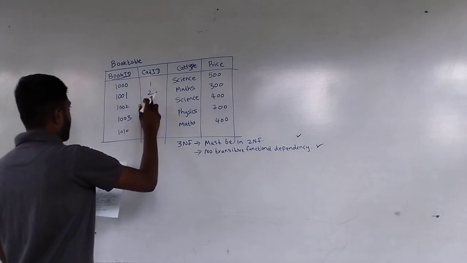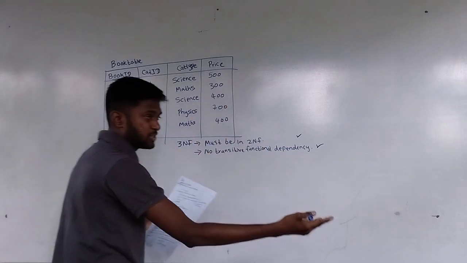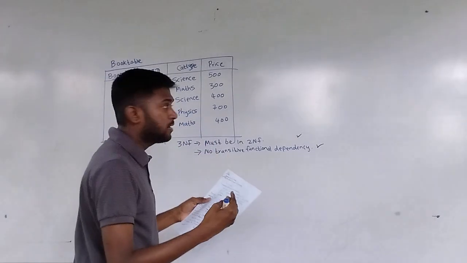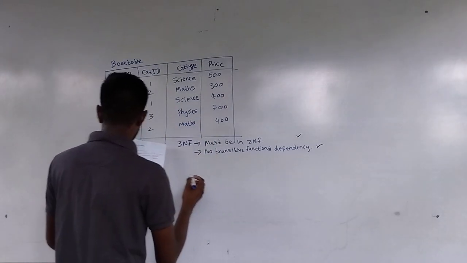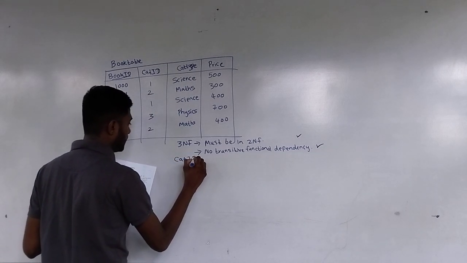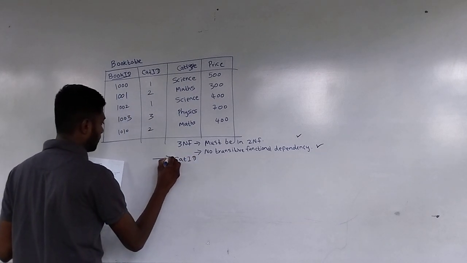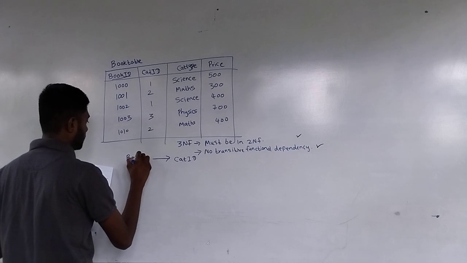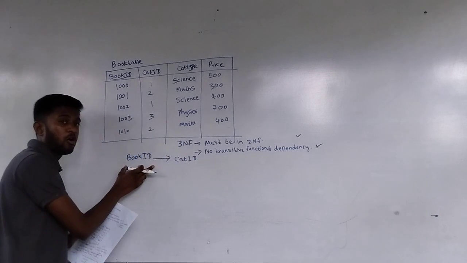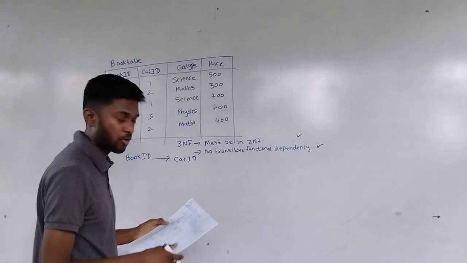If you take the cat ID, if I say book ID 100, what is your cat ID? Then I will get 1. So cat ID is dependent on book ID. How do you say that? Cat ID is dependent on book ID. This is the way you need to draw it.